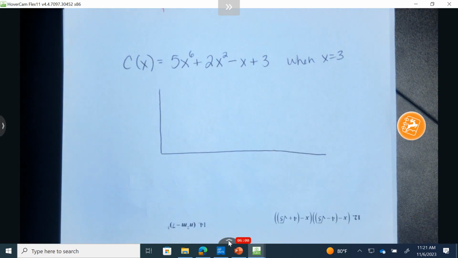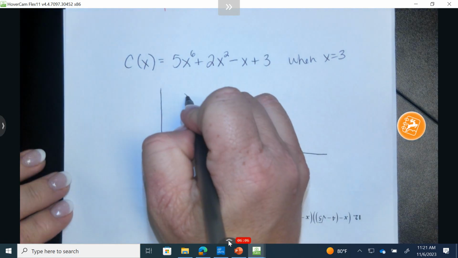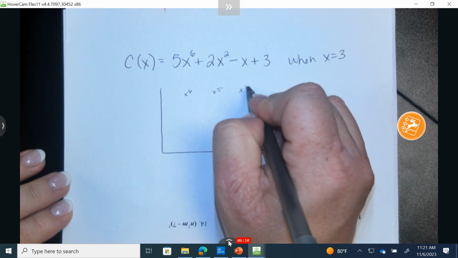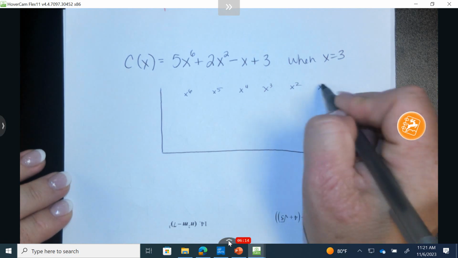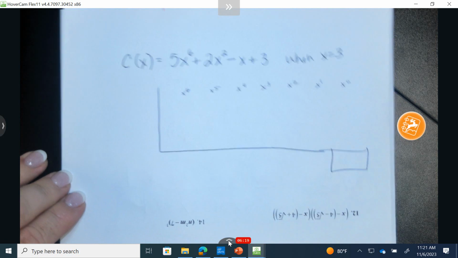So the first thing we do is identify the degree. That means the highest exponent on a variable, which is the number 6. So really small, I'm writing 6, 5, all the way down to 0. Whatever the number is, you count backwards to 0. And underneath the x to 0 is where you're going to make the box. That's where your final answer is going to be.